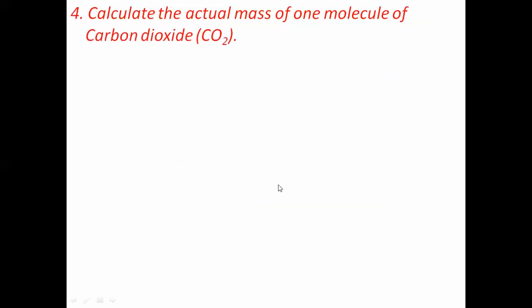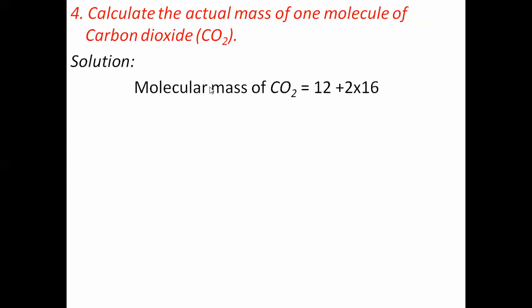So coming to the next problem, a similar problem. Calculate the actual mass of one molecule of carbon dioxide. Very same. We'll try to find it for carbon dioxide. How to do it? Again, the molecular mass of carbon dioxide will be 12 plus 2 into 16. 12 is the atomic mass of carbon, 2 is for oxygen, and 16 is the atomic mass of oxygen. So it will be 44 AMU. That means it is 44 times heavier than 1 AMU. How much is 1 AMU?